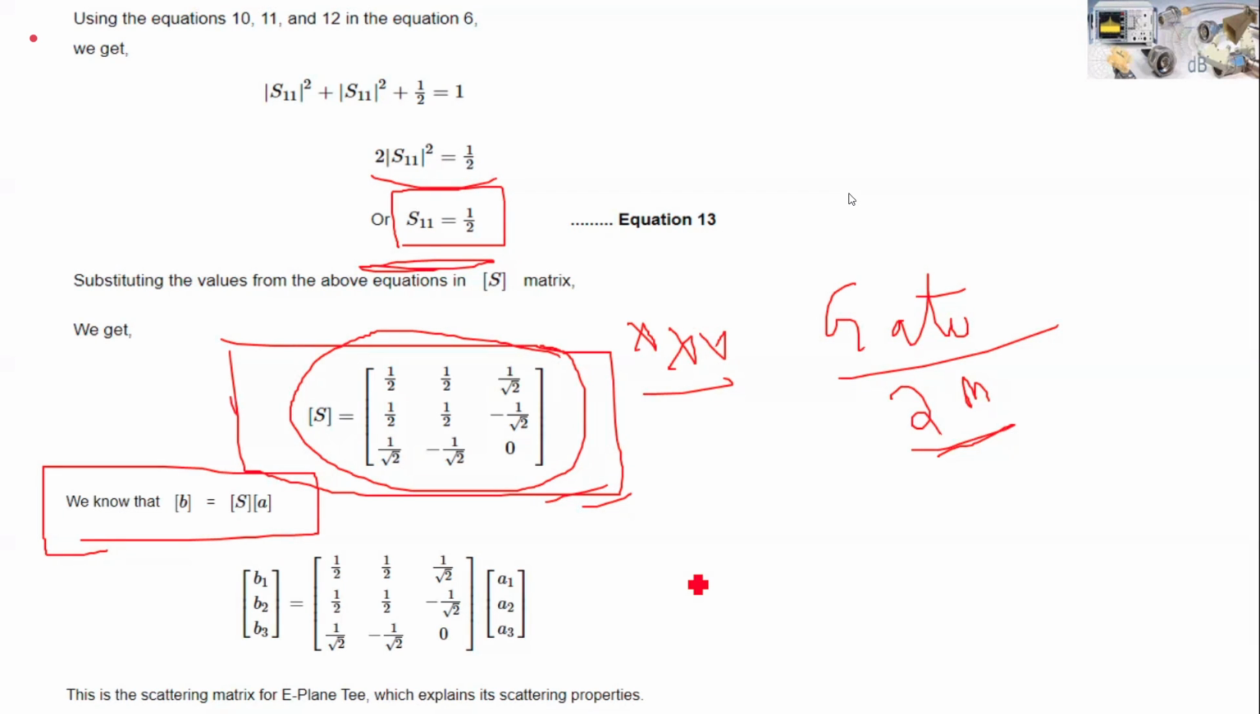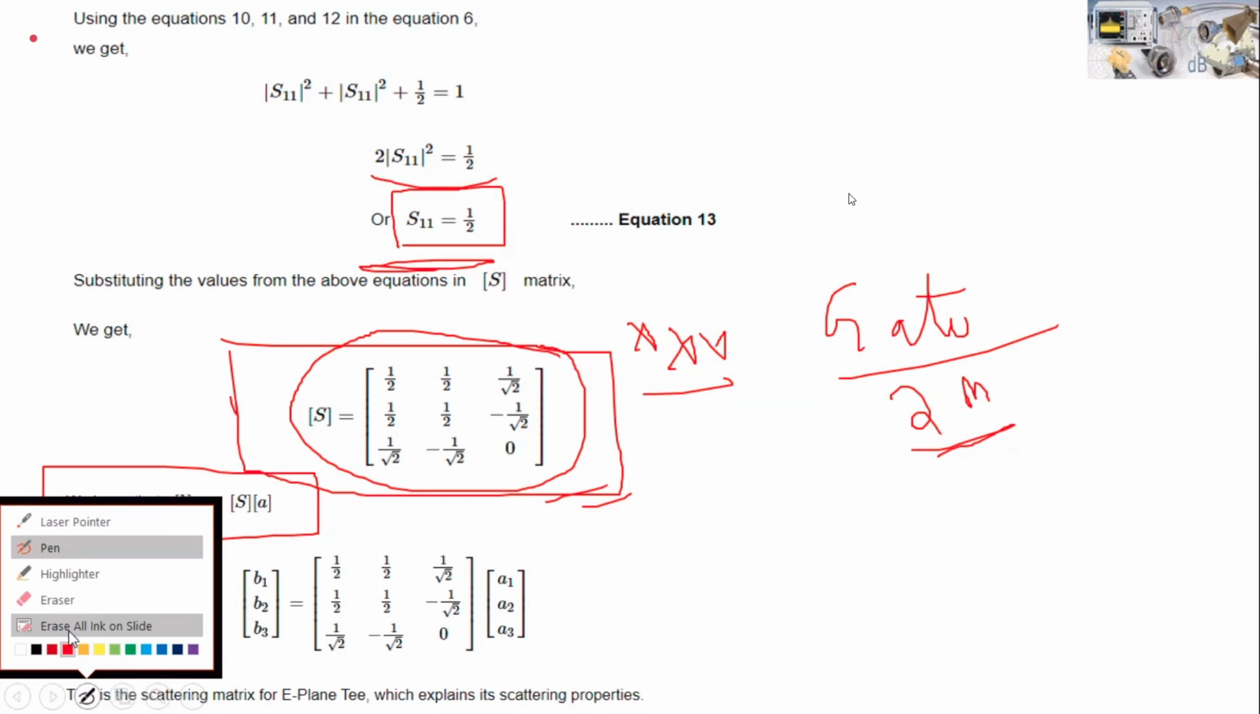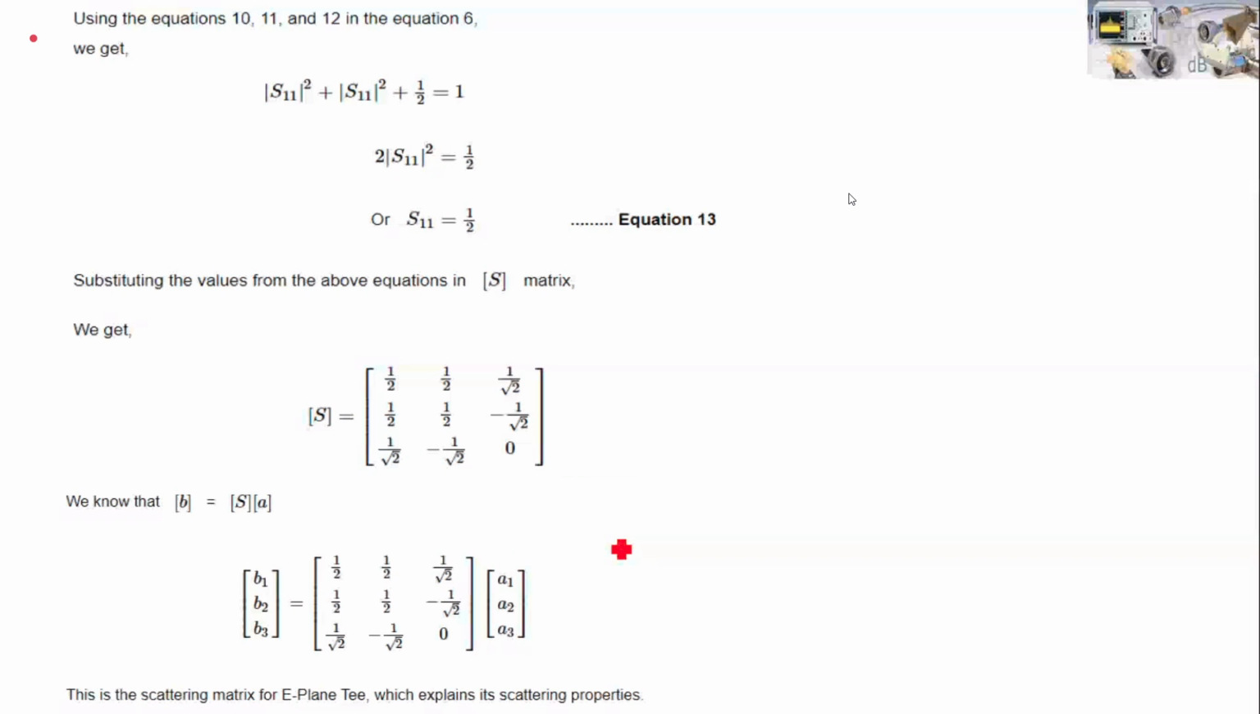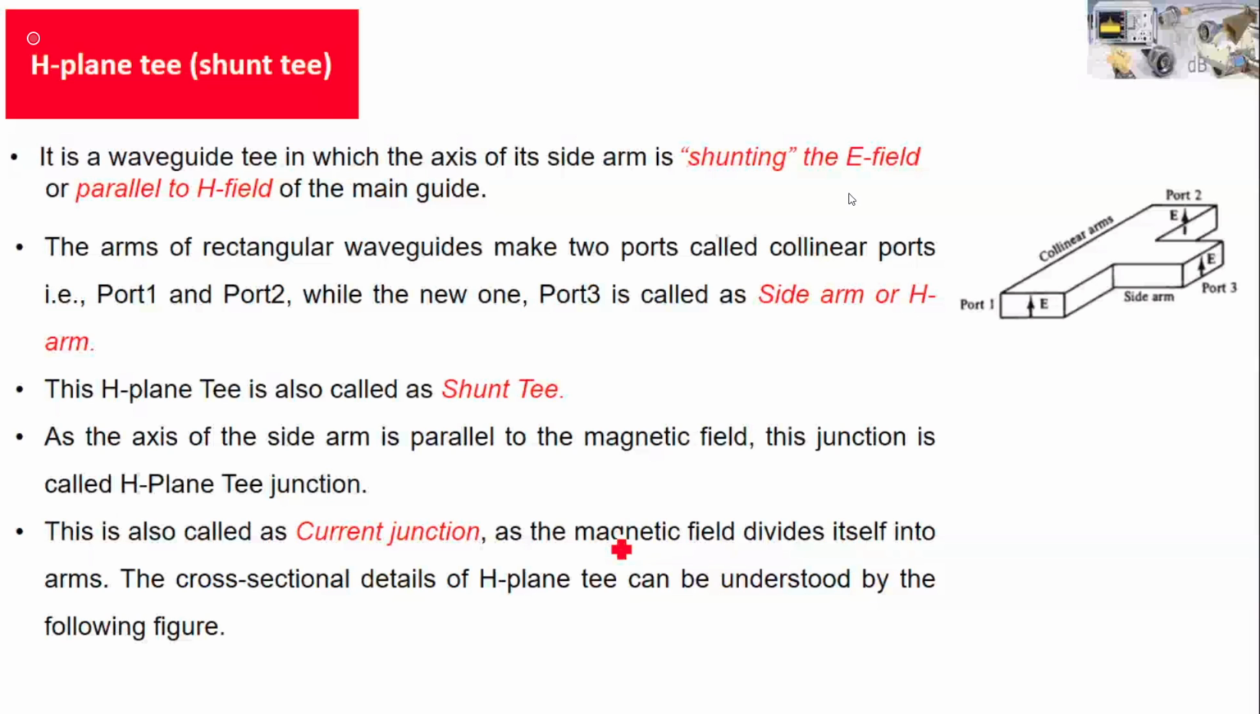Similar to this E-plane T, we have the H-plane T also. So let us see what this H-plane T is. The H-plane T is also called a shunt T. You can see here it is H-shaped. Here all three lines are the same, which means there will be no phase difference. It is additive. There is no phase difference at port 1 and port 2 with respect to port 3. They are in the same phase. So S13 and S23 are the same. There is no phase difference.